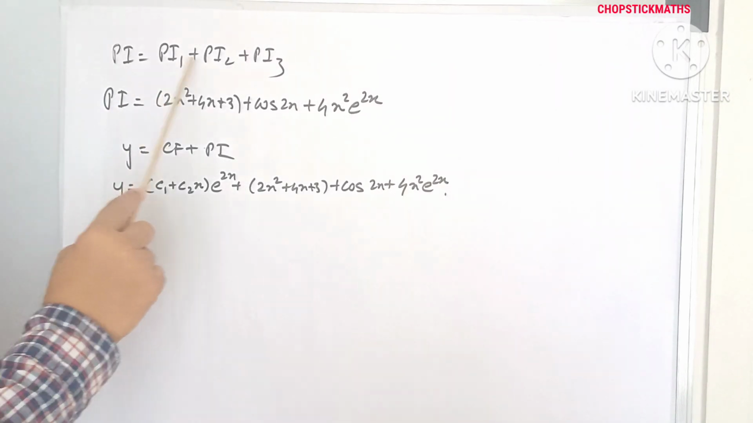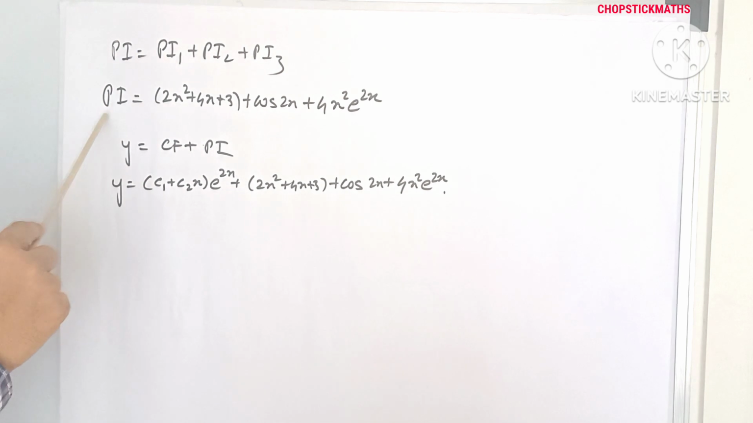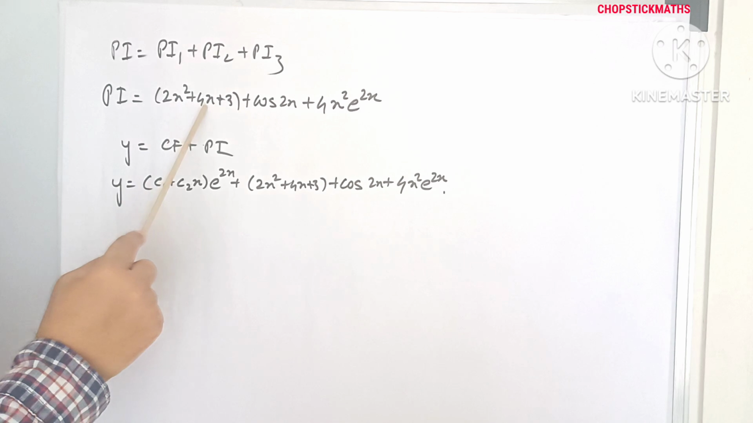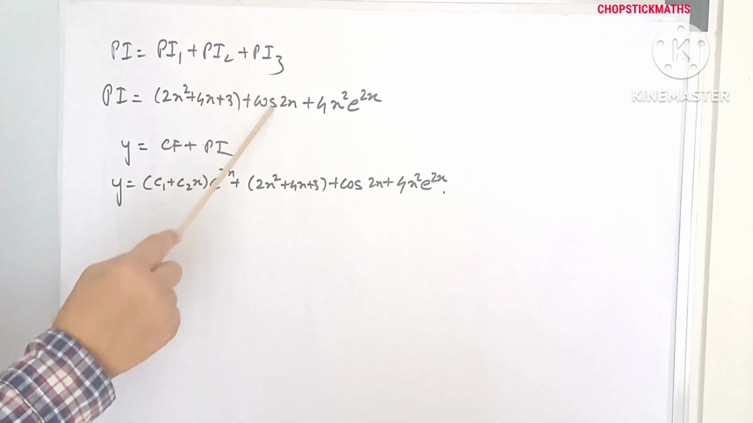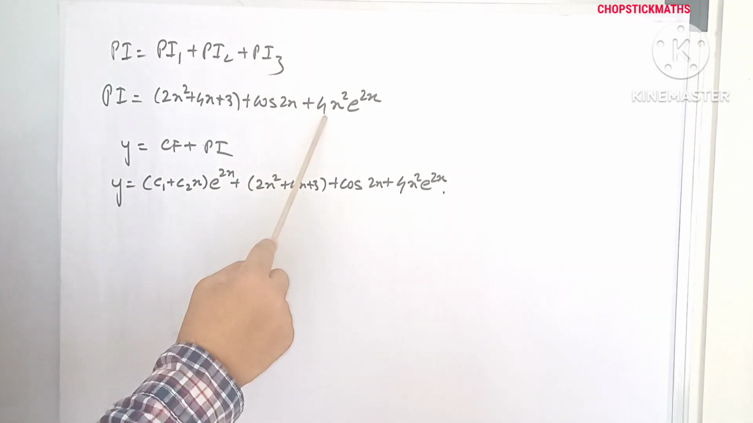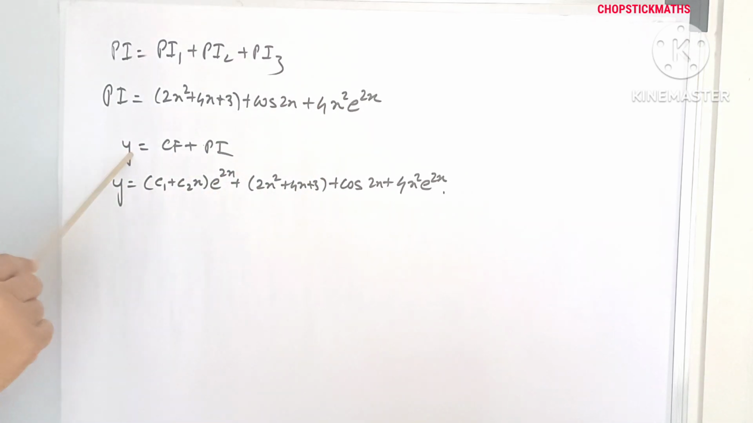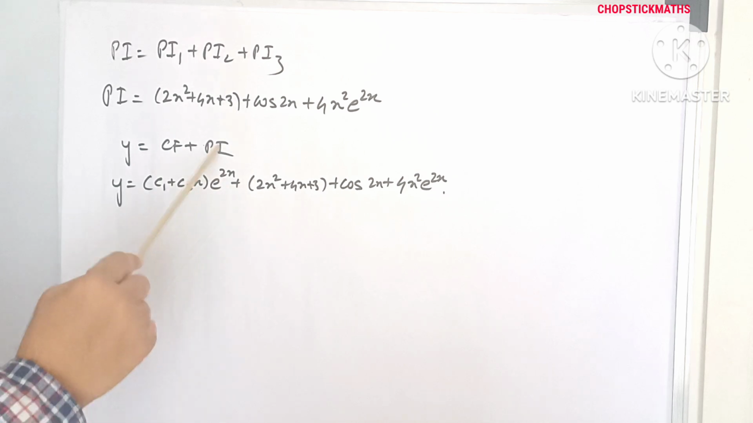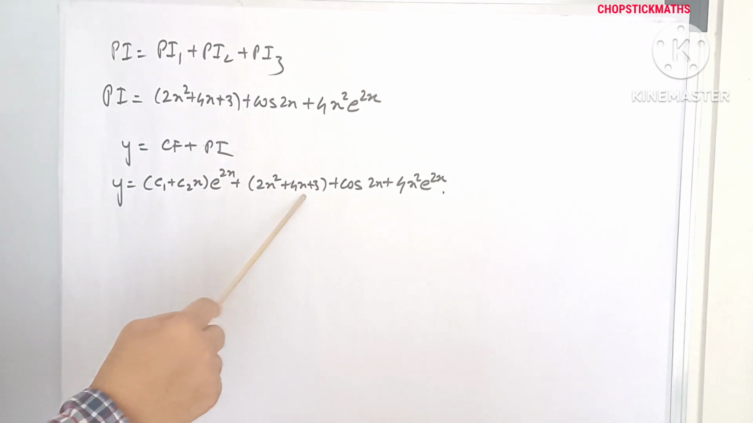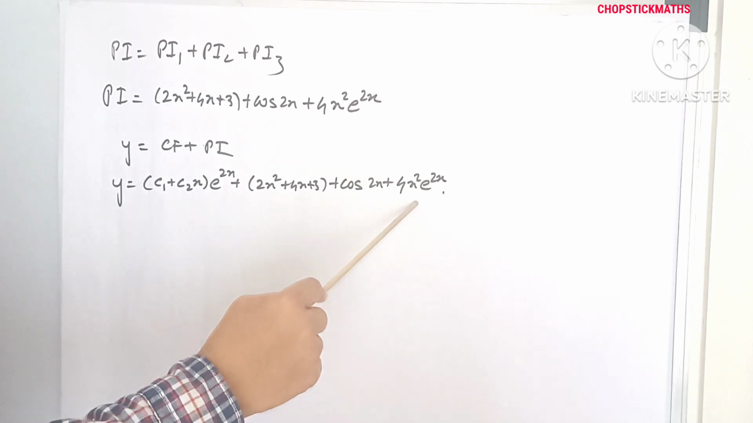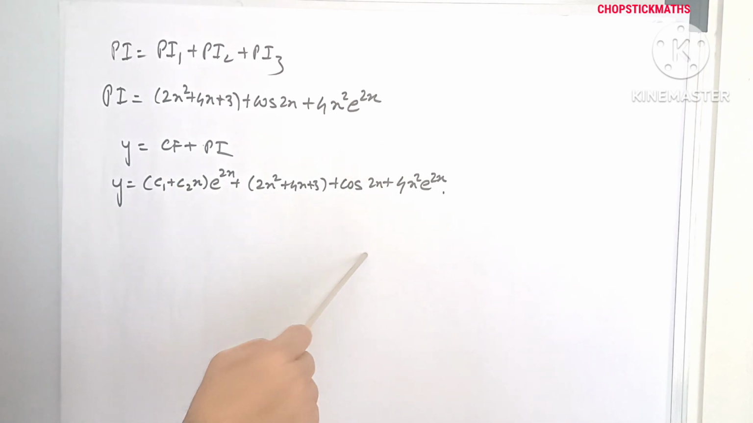Therefore, PI is equal to PI1 plus PI2 plus PI3. Therefore, the particular integral PI will be equal to, as PI1 is 2x square plus 4x plus 3, plus PI2 which is cos 2x, plus PI3 which is 4x square into e raised to 2x. Therefore, the complete solution y will be equal to CF plus PI. Therefore, y is equal to c1 plus c2x into e raised to 2x plus PI which is equal to 2x square plus 4x plus 3 plus cos 2x plus 4x square into e raised to 2x. That is the complete solution of the given differential equation.